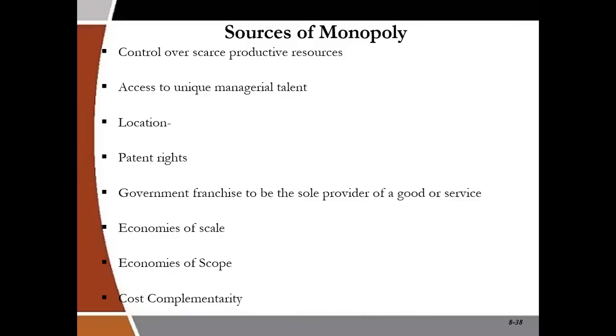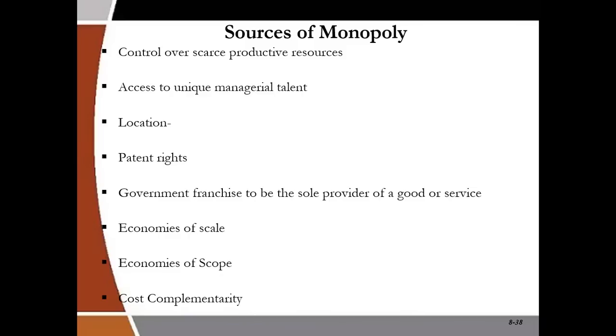The next one is government franchise to be the sole producer of a good or a service. This normally happens in the utility industry, for instance, the industry for electricity, the industry for water. Because government thinks that if you give it to a private person, the person may exploit consumers, usually government gives a franchise to a government organization to be the only producer of that good or service. That also gives that organization some form of monopoly power.